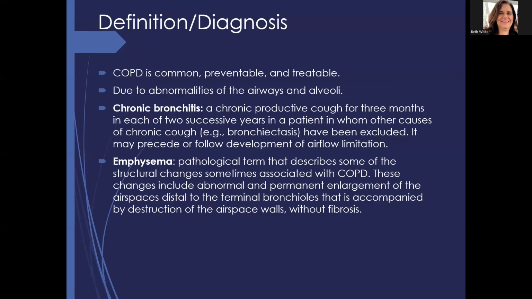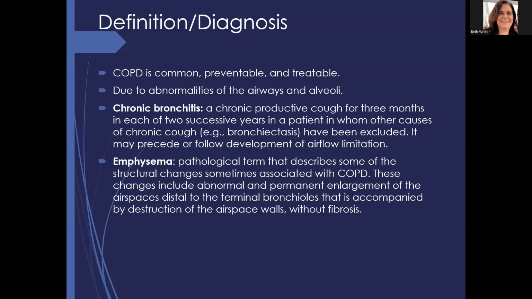Chronic bronchitis is defined as, and you have to know this definition, a chronic productive cough for 3 months in each of 2 successive years in a patient in whom other causes of chronic cough, i.e. bronchiectasis, have been excluded. It may precede or follow development of airflow limitation. So if you have a patient who has a chronic productive cough for 3 consecutive months in a year for 2 consecutive years, that is the definition of chronic bronchitis.